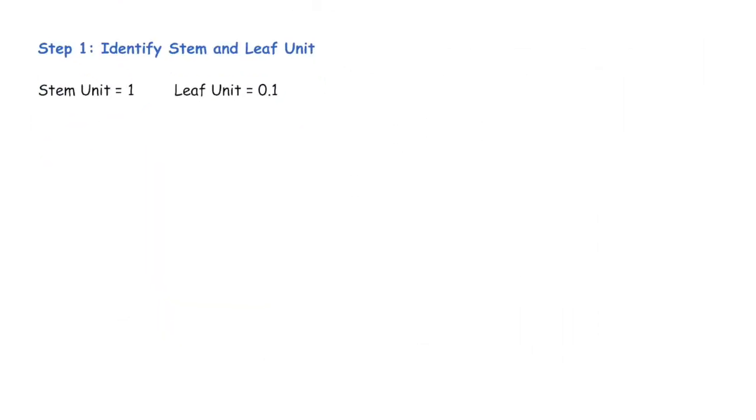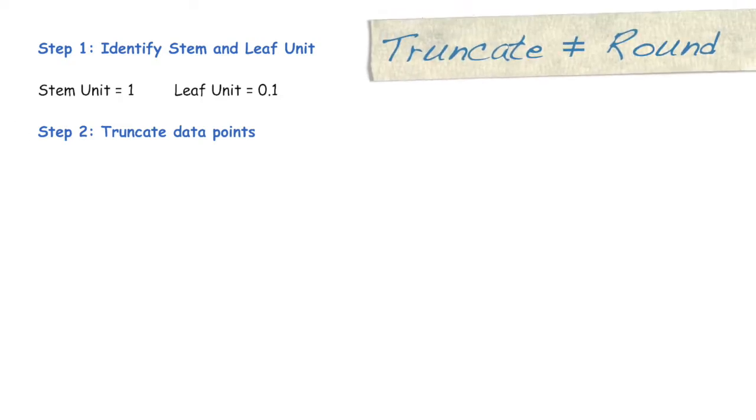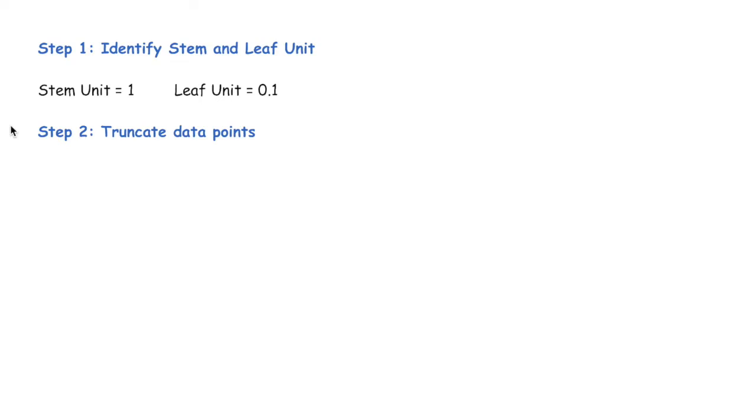Now that we've done that, the next step is to truncate all of the data points to the closest leaf unit. Truncating simply means to eliminate any placeholder beyond this leaf unit. So any decimal beyond the first decimal is simply going to be eliminated. Try to understand that truncating is not the same as rounding. When you're rounding, you're either going to round up or down to the closest leaf unit. In the case of truncating, rather than rounding the value, you're eliminating any placeholder beyond the leaf unit.